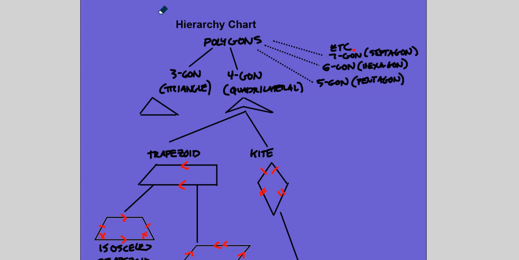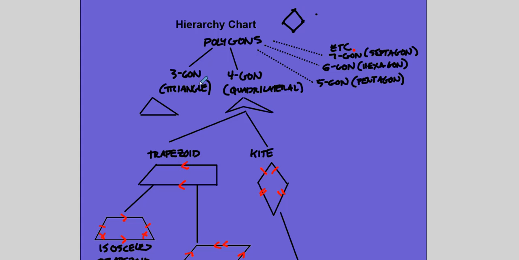Okay, now let's take a look at a hierarchy chart for polygons, and then more specifically we drill down on quadrilaterals. So we're going to start with polygons. Polygons are, again, figures such that at each vertex exactly 2 line segments intersect, and all the sides of a polygon must be line segments. They can't be curves like semicircles or something. So in layman's terms, it's an enclosed figure where the sides are line segments.